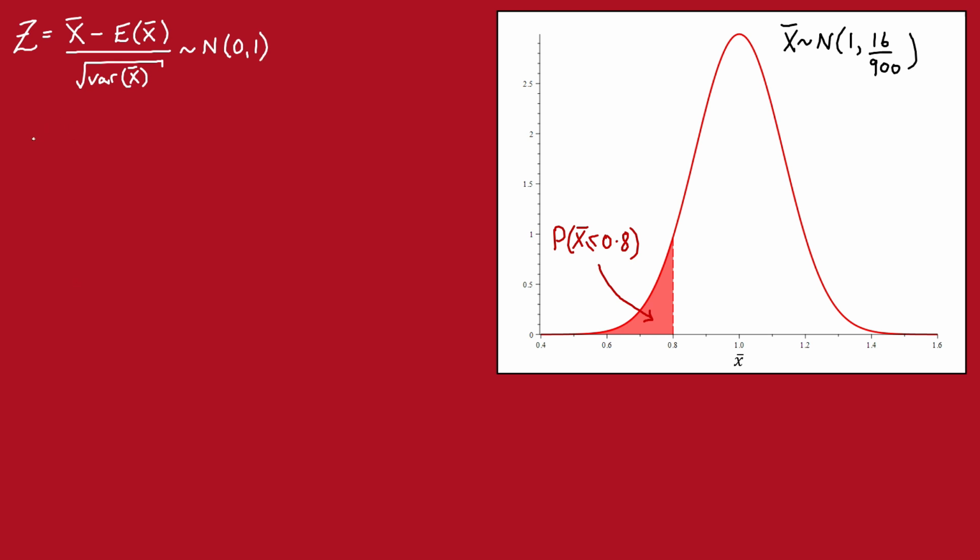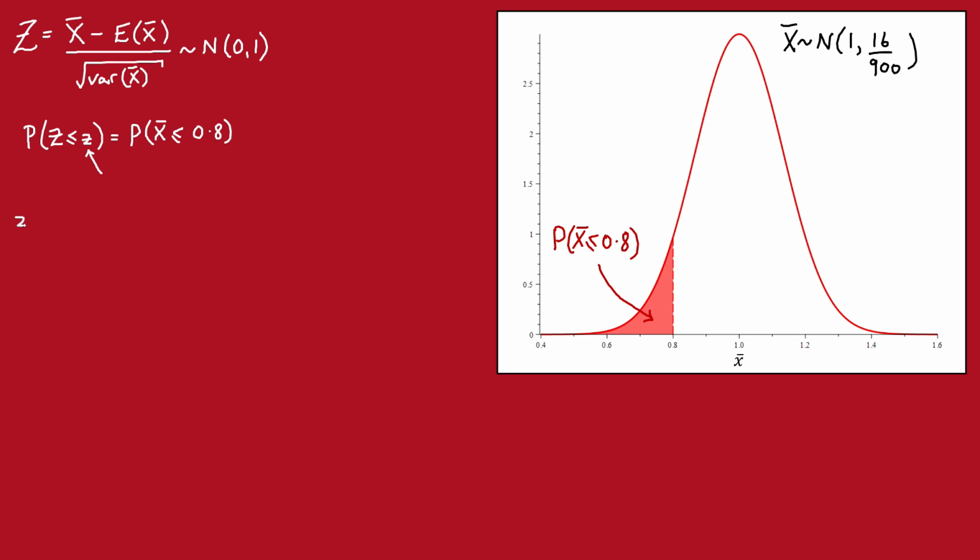So we effectively want to find the value of z, or little z we could say, such that the probability that a randomly drawn observation from the standard normal distribution is less than or equal to little z is the same as the probability that x bar is less than or equal to 0.8. So we're going to try and find what value this little z would take that would be equivalent to x bar being less than or equal to 0.8.